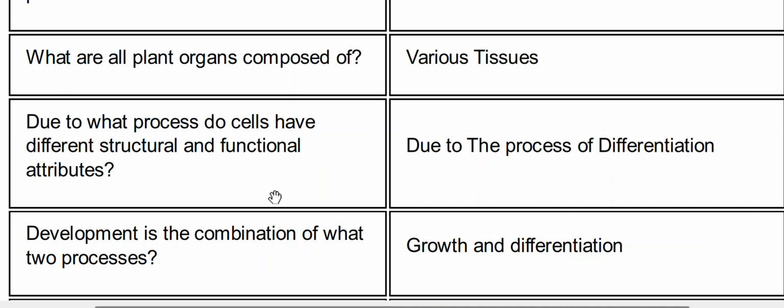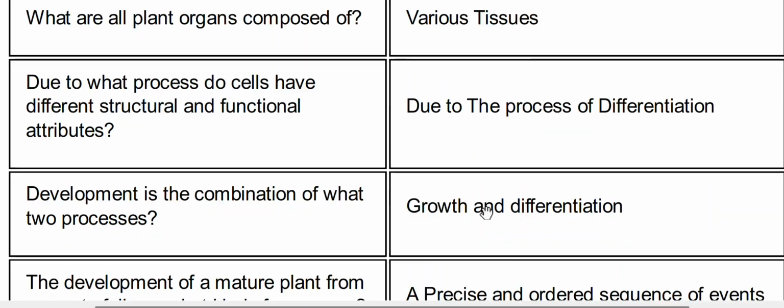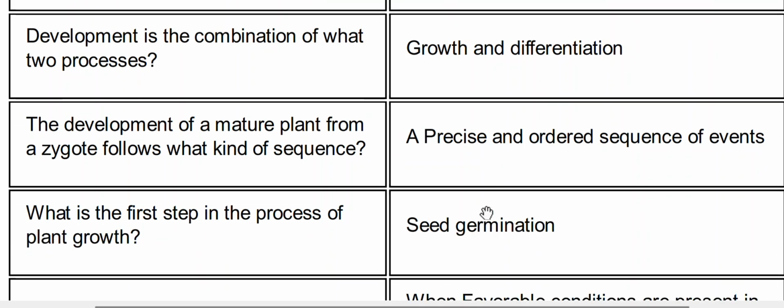If we take the organs of a plant, we can find various tissues. That is because of differentiation. So growth means a combination of two things: growth and differentiation.